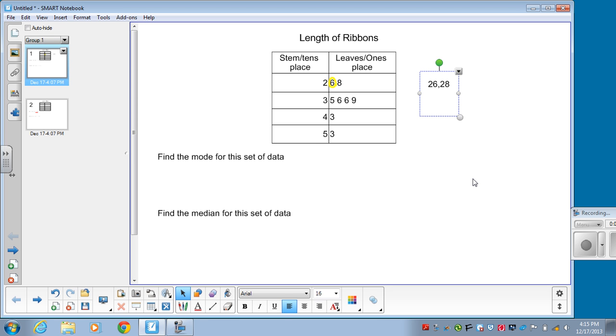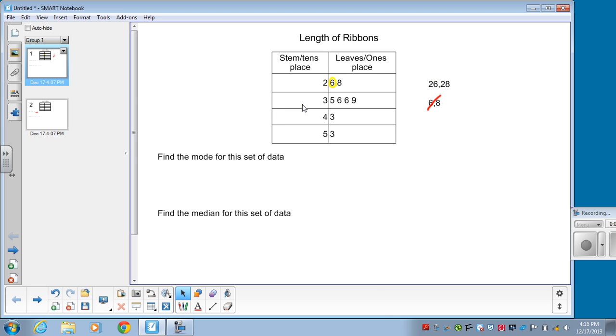I know some people, when they're trying to take the data from the stem and leaves plot to answer the questions, I've seen 6, 8. Remember, the stem and the leaves go together. Think of a flower. The flower needs the stem and the leaves to survive. So you need to make sure that you keep the stem and combine it with a leaf. So it is not 6 and 8. The correct answers are 26 and 28.